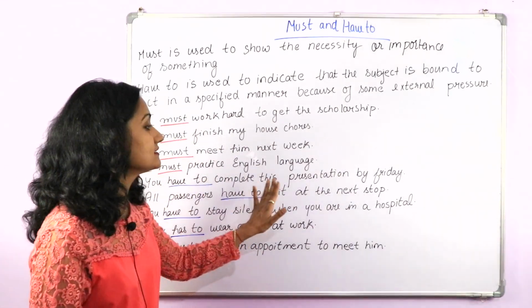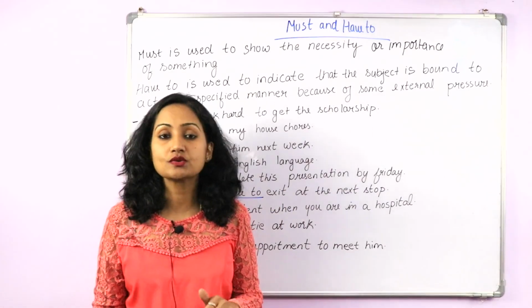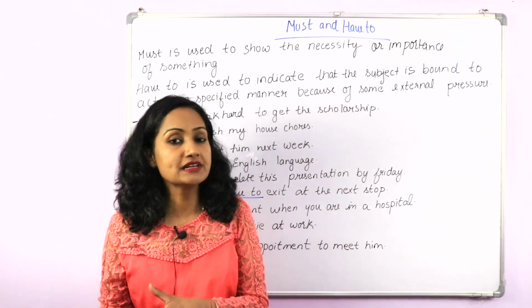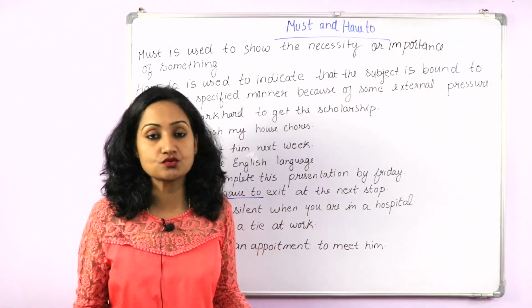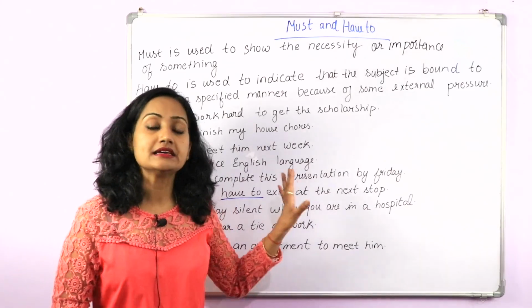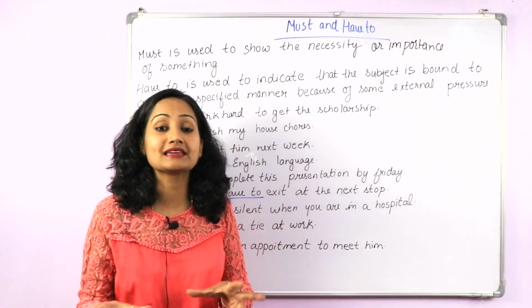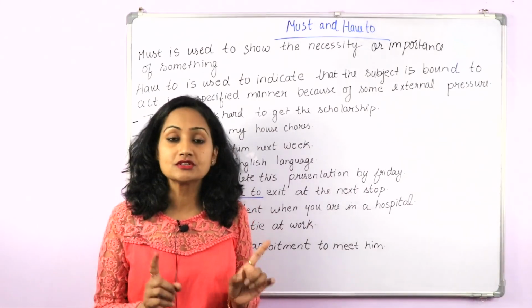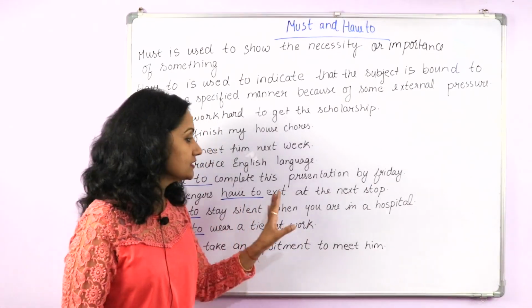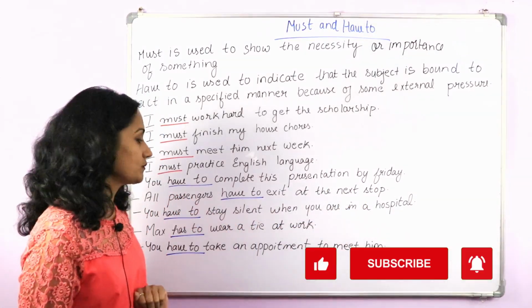You have to complete this presentation by Friday. So it's an external obligation, whether he wants to do it or not, but he has to do it. It's a compulsion because he is asked to do it by an external force. That can be his boss or senior. So this is a compulsion here. So this is an external obligation.